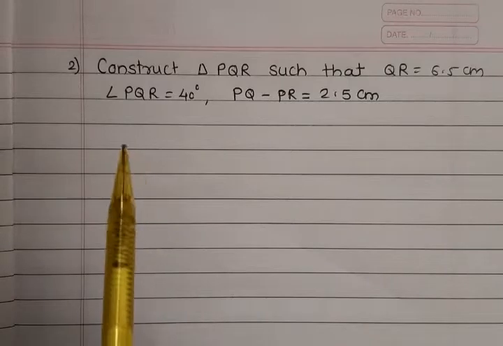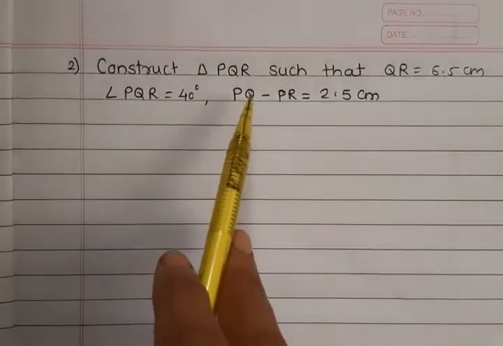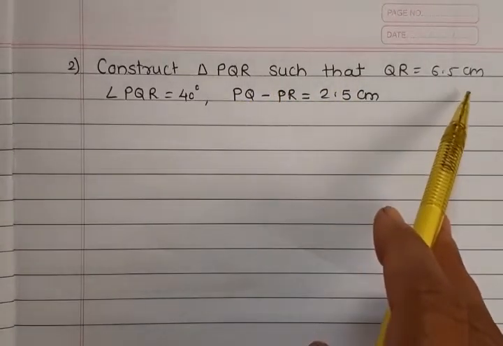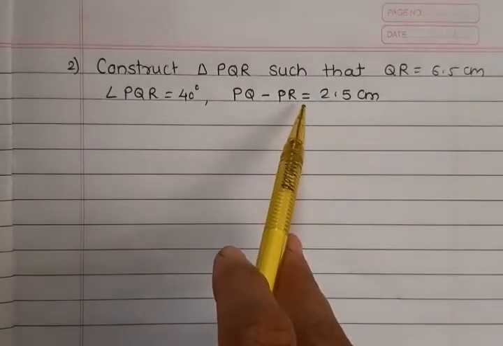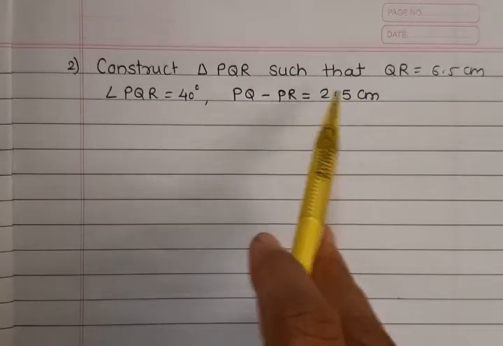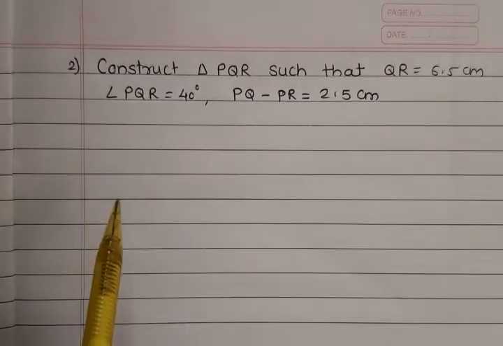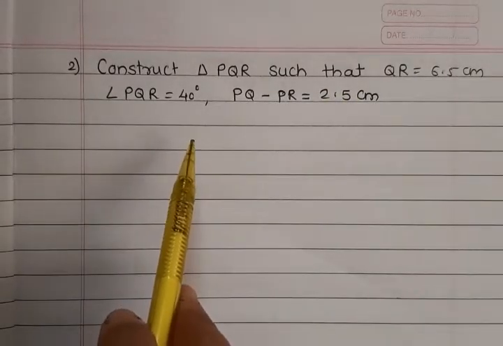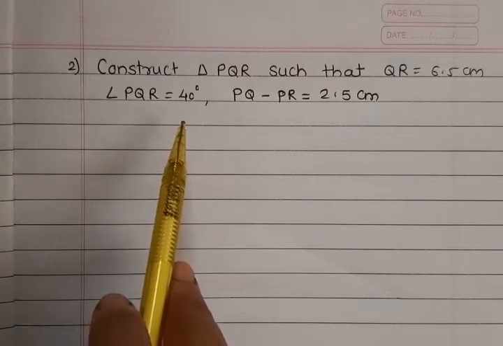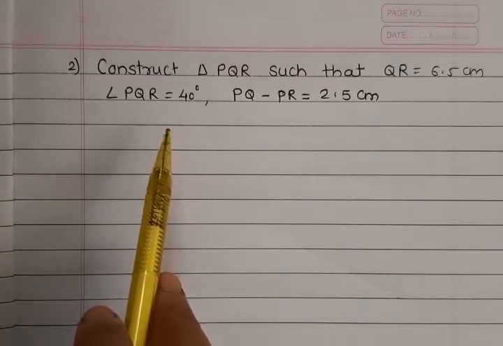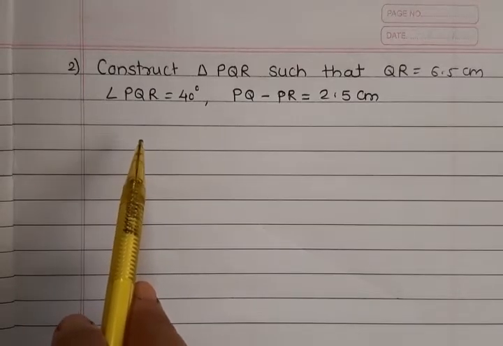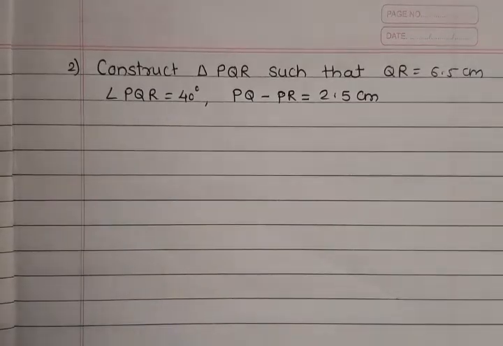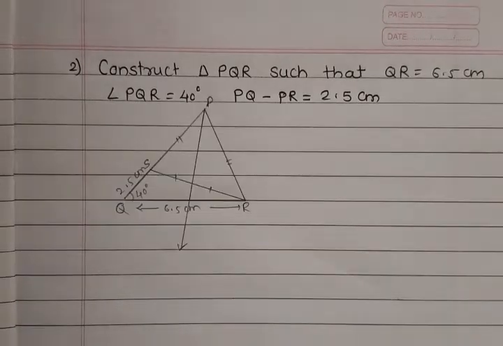Let's discuss the second example. Construct triangle PQR such that QR equals 6.5 cm, angle PQR equals 40 degrees, PQ minus PR equals 2.5 cm. In your textbook, angle PQR is given as 60 degrees, but when you take angle PQR as 60 degrees, the construction of the triangle is very large. So instead of that, everyone make a correction: angle PQR equals 40 degrees. Now let's do the rough diagram.